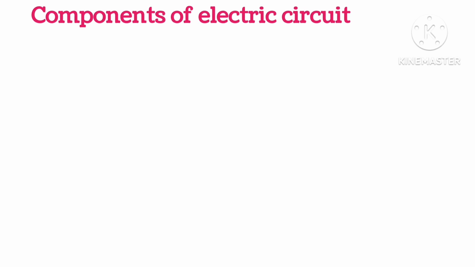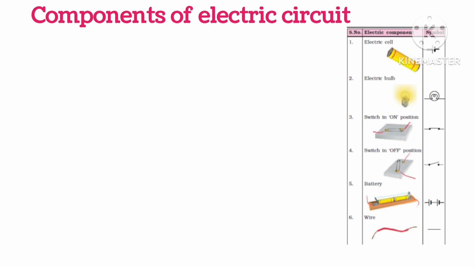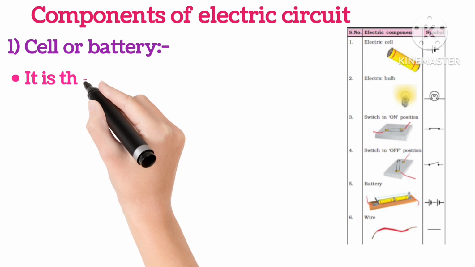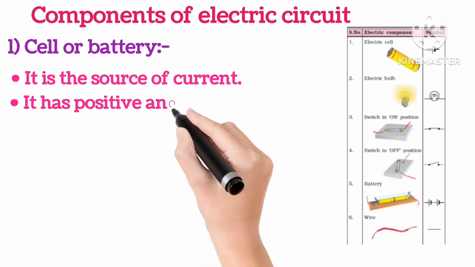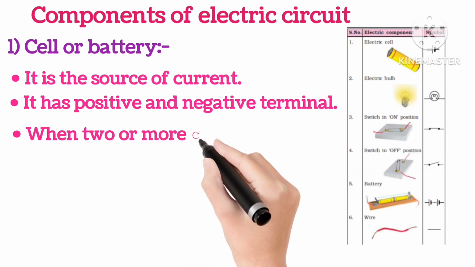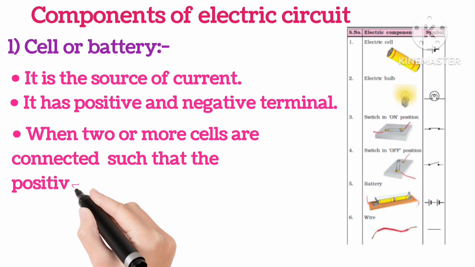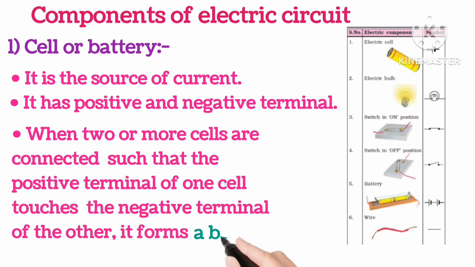Components of electric current. Cell or battery. It is the source of current. It has positive and negative terminal. When two or more cells are connected such that the positive terminal of one cell touches the negative terminal of the other, it forms a battery.